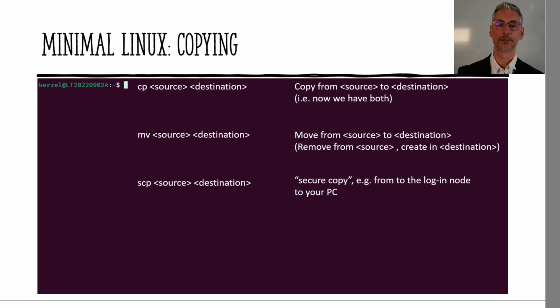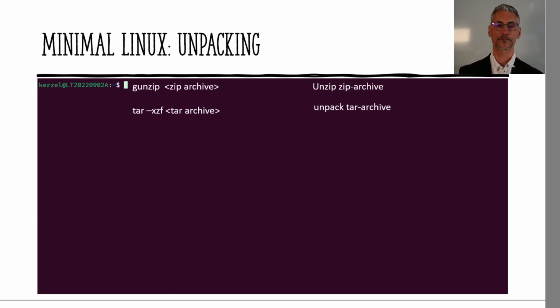You can also copy with cp, copy, or mv for move. Because you need to get your data from and to the login node, you can use secure copy. Sometimes you need to put stuff together, like in a zip archive, as you, for example, use on Windows or Macs as well. So there's a Linux equivalent. You can zip or unzip, or gunzip for the GNU and open source variants. Or the Unix archives are typically called tar archives, and there's a command tar, and you can unpack a tar archive with the following command.